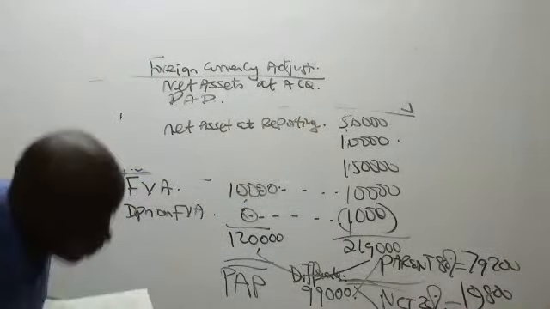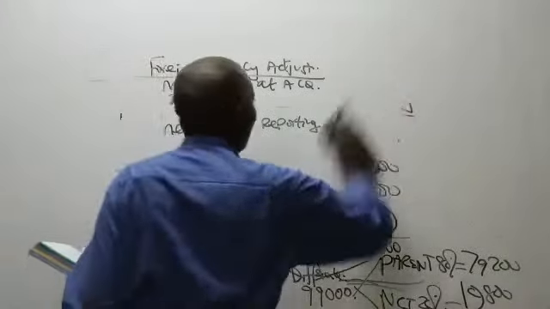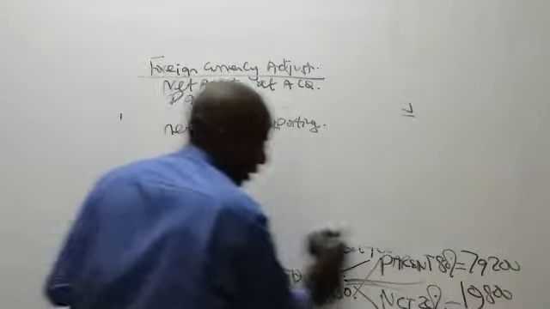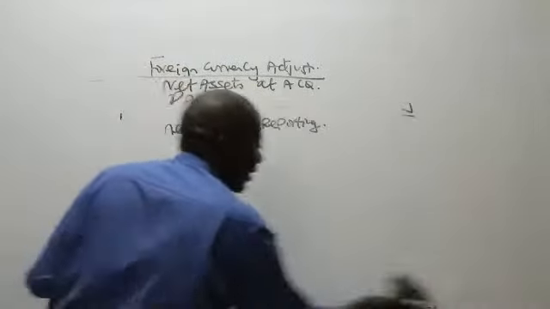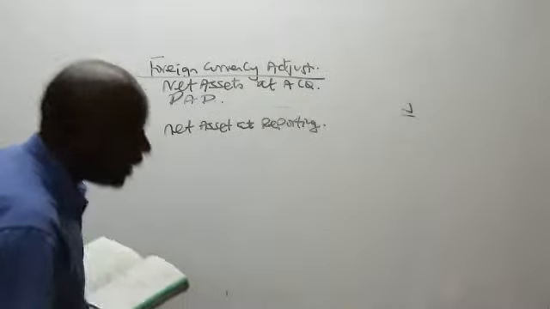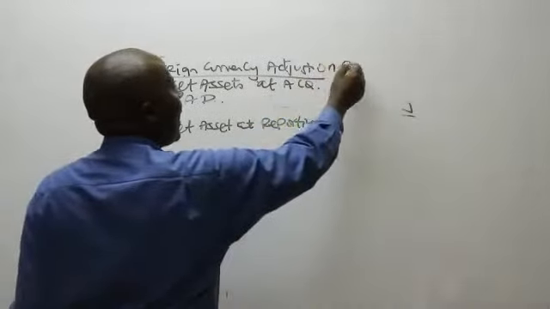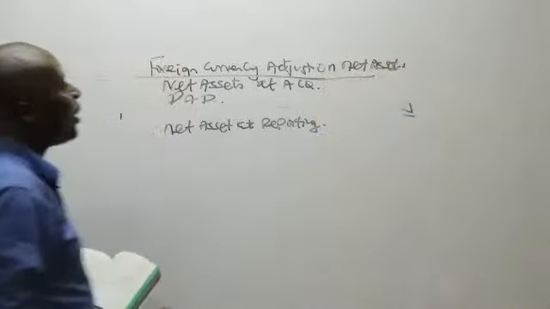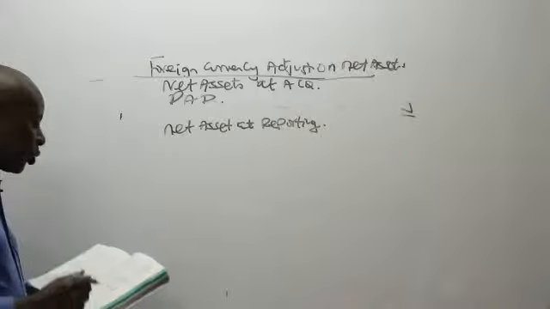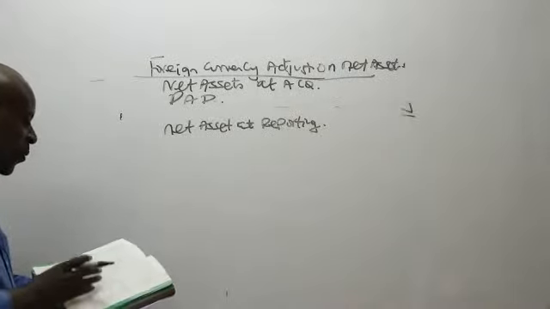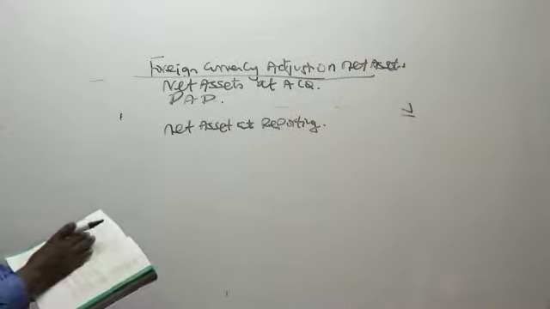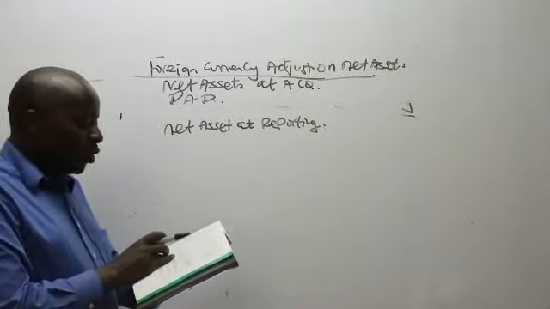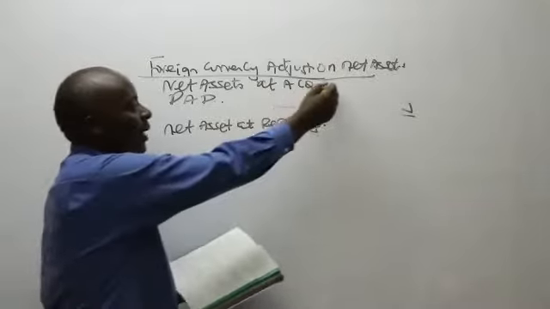Let me just rub this. So we are doing the foreign currency adjustment on net assets. This is a new working. Very important working, the foreign currency adjustment on net assets. So could you kindly remind me, what was the net asset at acquisition? Please give me the figure.